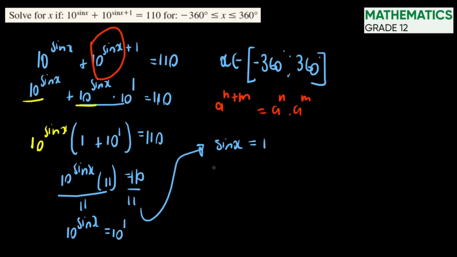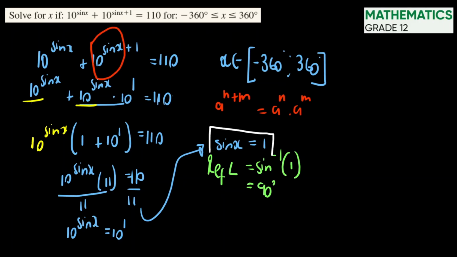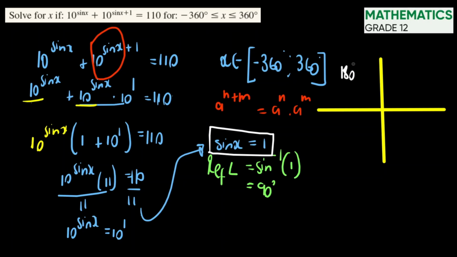So now we can find our reference angle. Since sine is equal to 1, our reference angle equals arcsine, the inverse function of sine, of 1, and the arcsine of 1 gives us 90 degrees. And since sine is equal to positive 1, it means in our CAST diagram, we will be working with the first quadrant and the second quadrant, where sine is positive. In the second quadrant it's 180 minus the reference angle, and in the first quadrant it's just the reference angle, because sine is positive in the first and second quadrants.